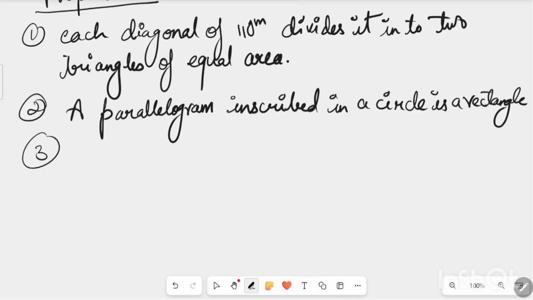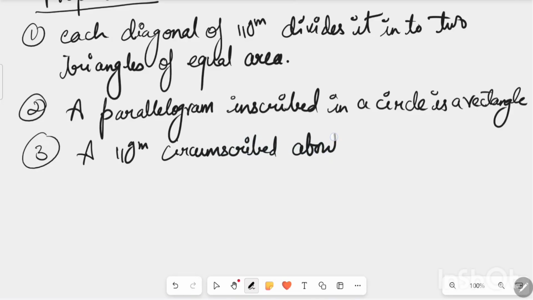A parallelogram circumscribed about a circle is a rhombus. If the parallelogram is inscribed, then it will be a rectangle. If it is circumscribed, then it will be a rhombus.